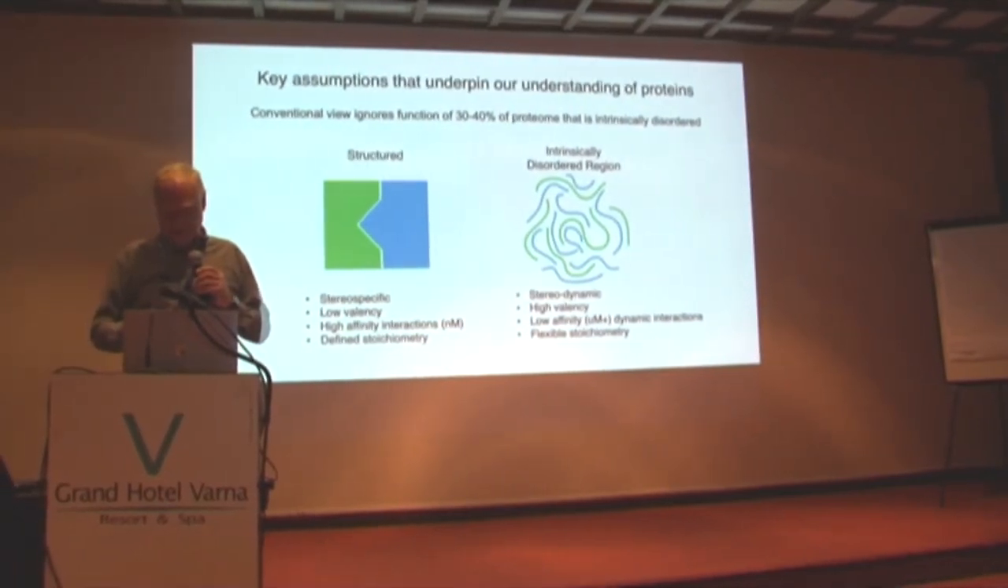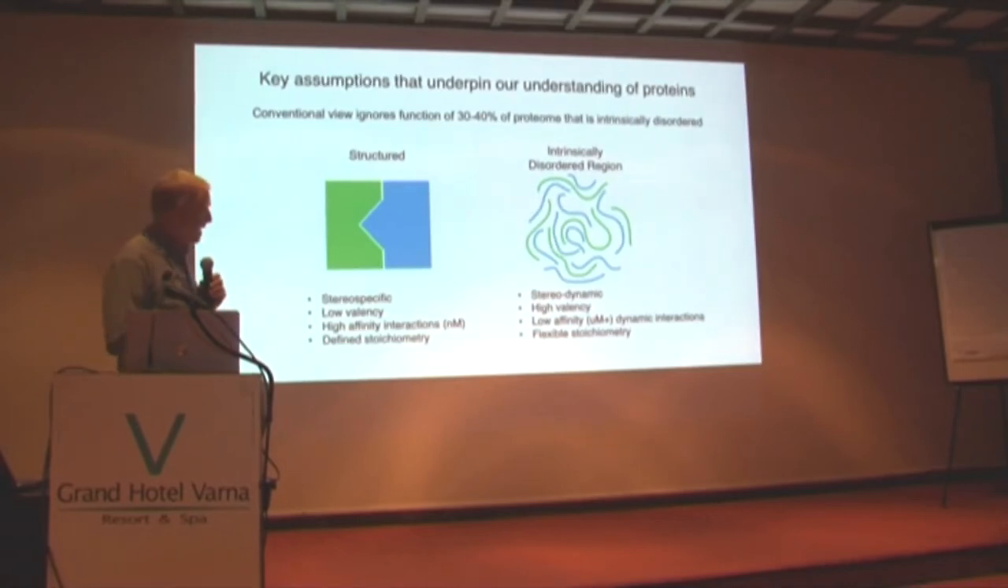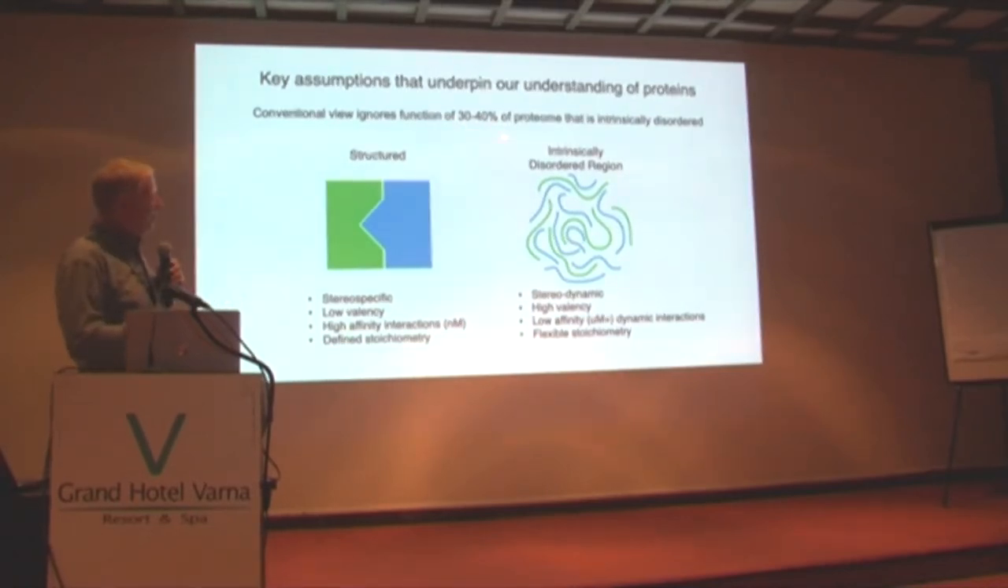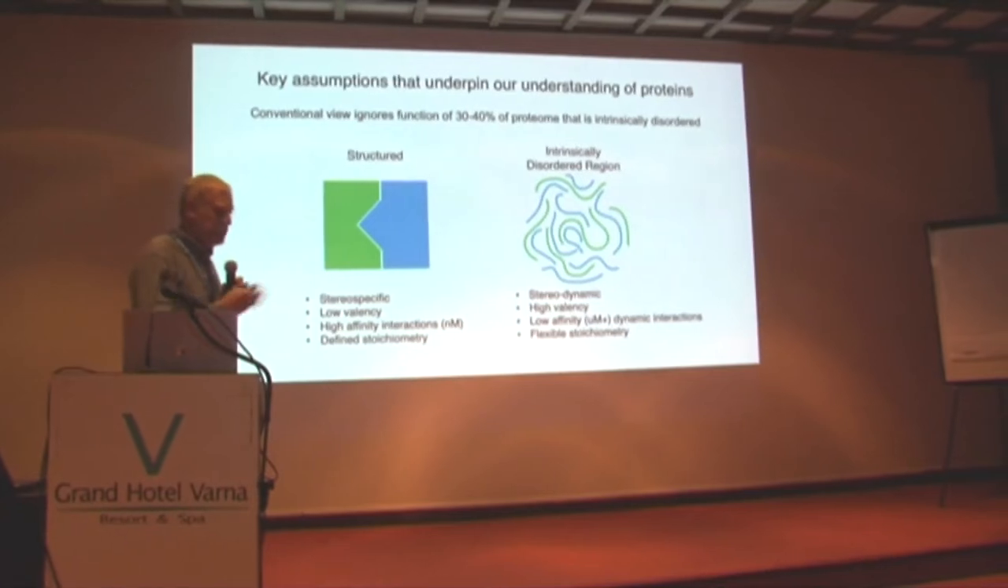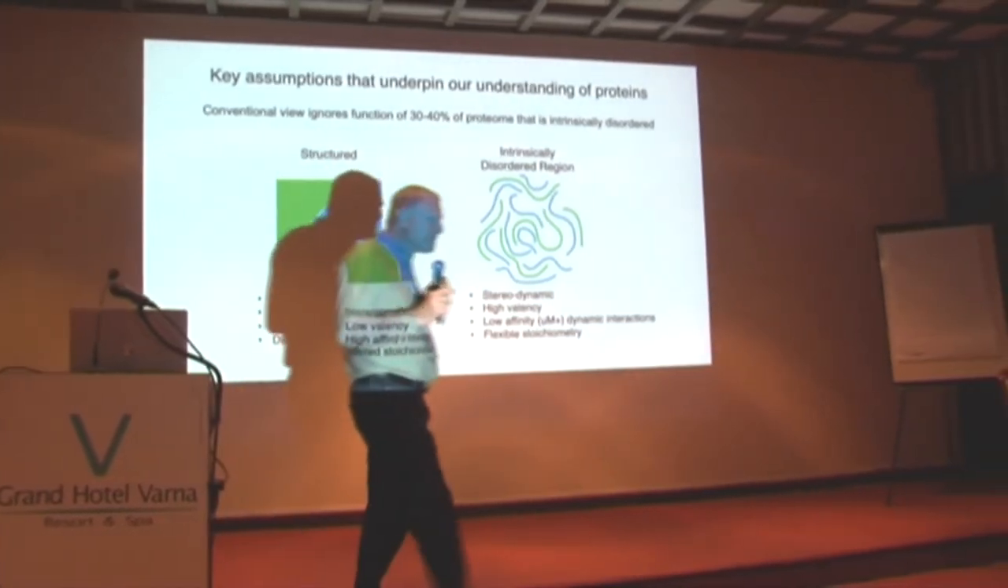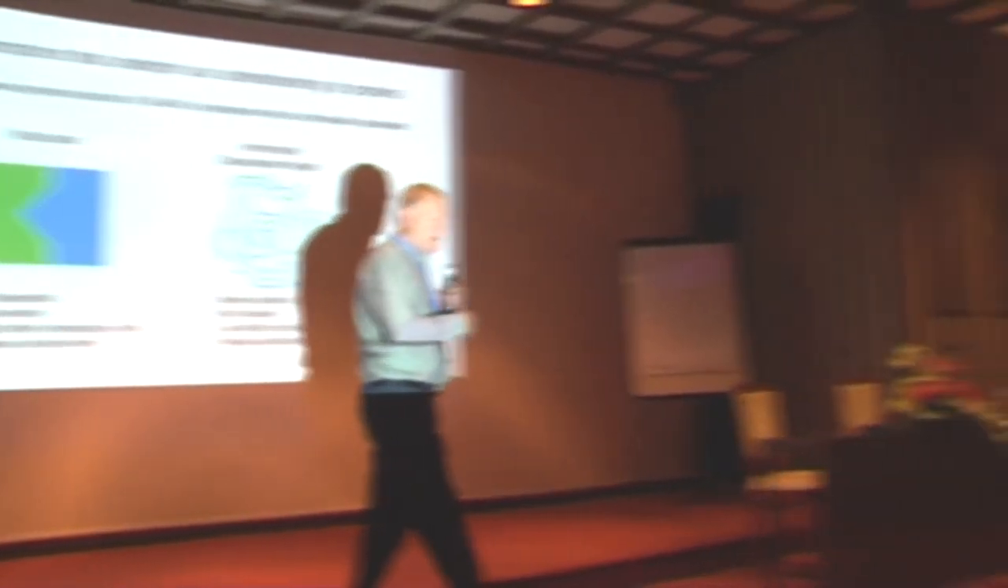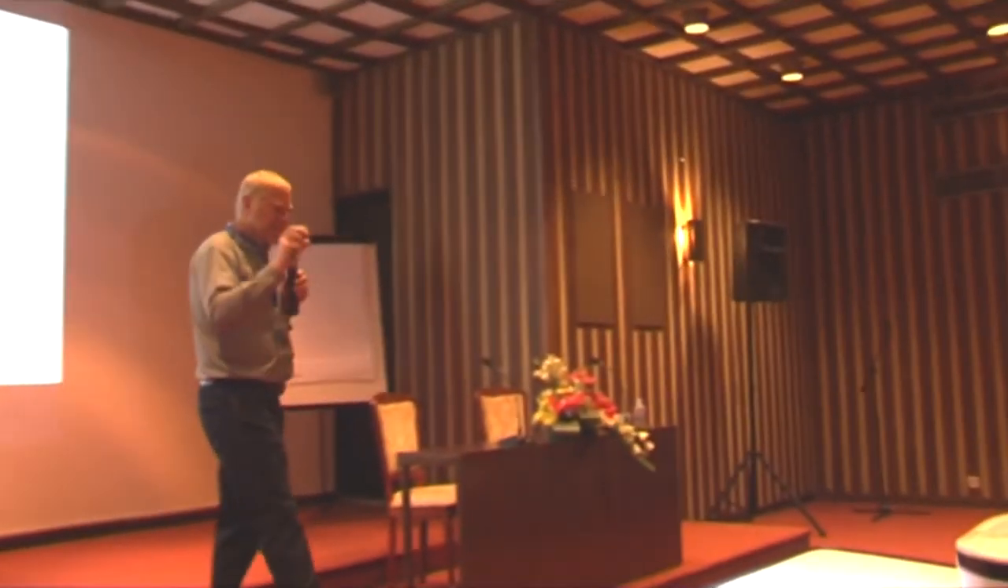But this, of course, ignores a substantial fraction of the amino acid coding capacity of the genome. And depending on where your threshold is, somewhere between 30 and 40% of the human proteome has segments of amino acids that have been termed intrinsically disordered. And in the old days, what that meant was that as a monomer, that portion of the protein did not have an order to it without a partner. And then when it found its partner, it would be ordered and life would be good.